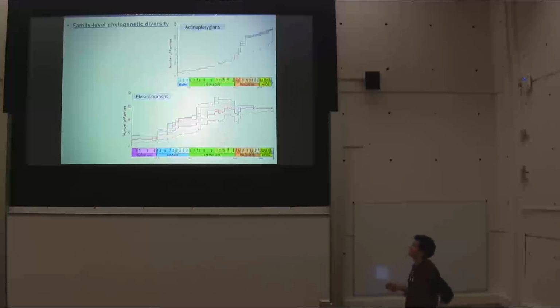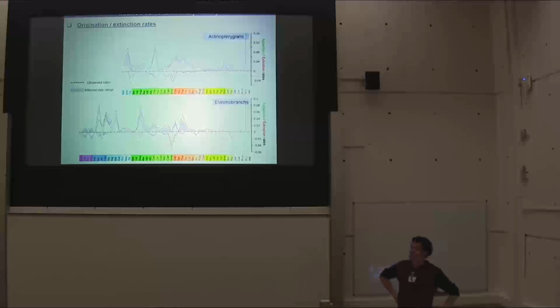And same for Actinopterygii. And what we can see is that the gap in the fossil record for Actinopterygii is much higher. Much larger than for Elasmobranchii, which means that Elasmobranchii must seem to have a better fossil record.